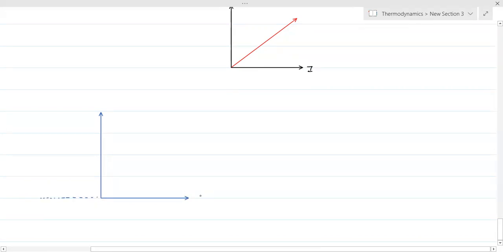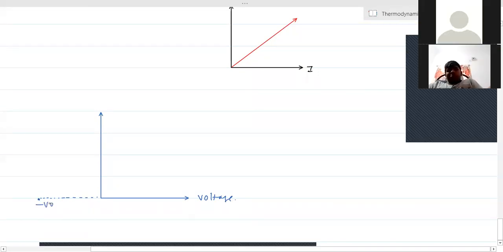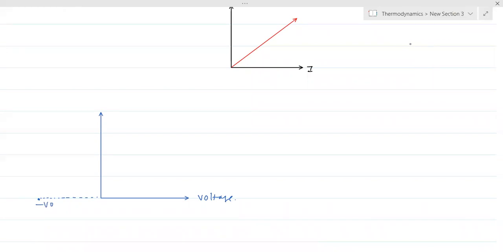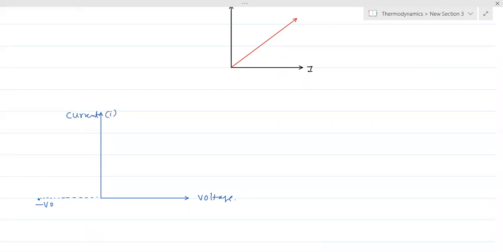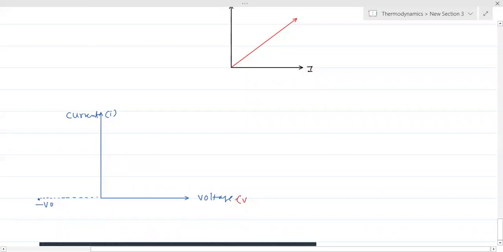Suppose on the x-axis we are taking voltage. So this will be minus V0, and this will be minus V0. This is current I. We are taking the graph between current I and voltage V.